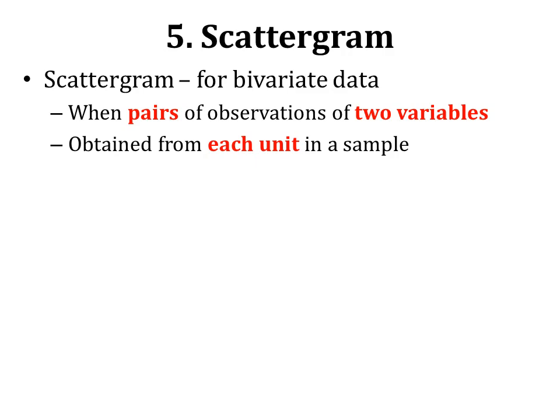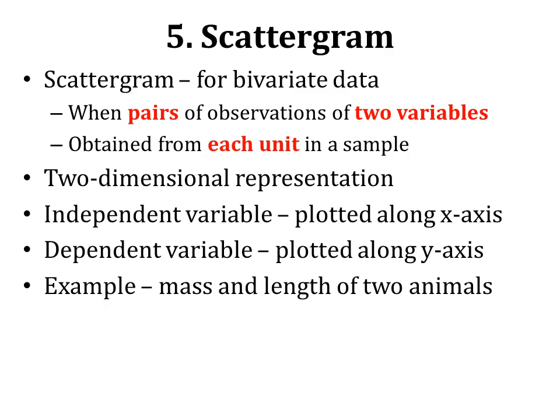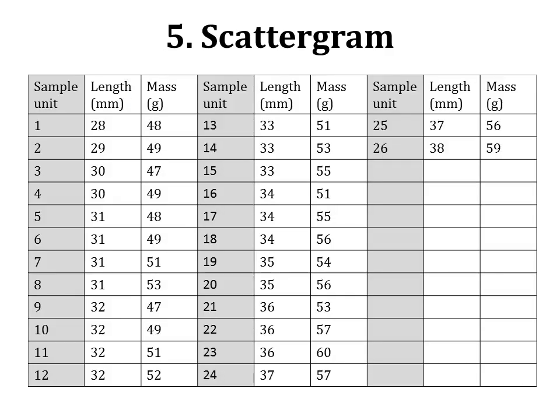Another form of graph that can be used to present bivariate data specifically is known as the scattergram. Scattergram is used for bivariate data, when pairs of observations of two variables are obtained from each unit in a sample. So this is a two-dimensional presentation. The independent variable is usually plotted along the x-axis and the dependent variable along the y-axis. Examples are mass and length of animals.